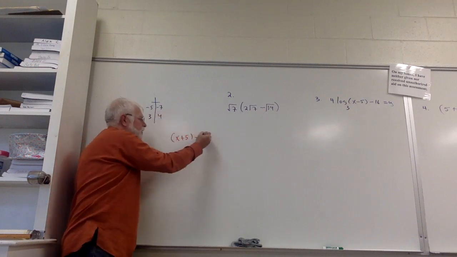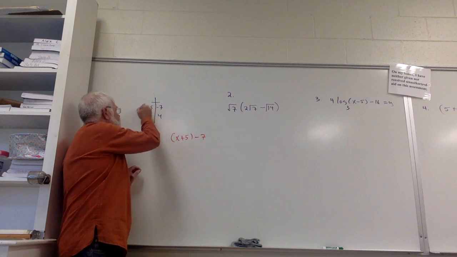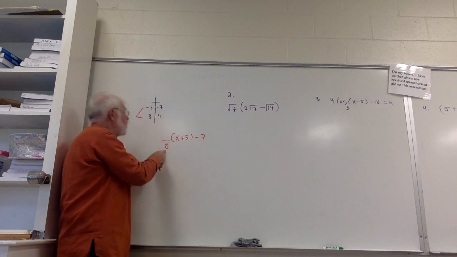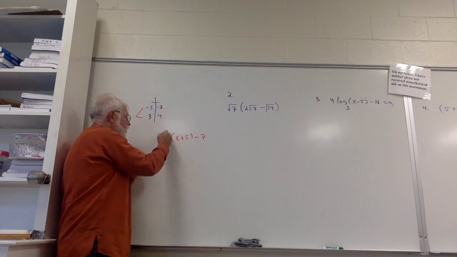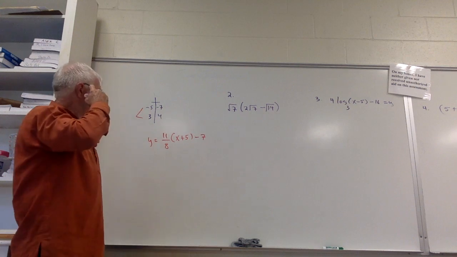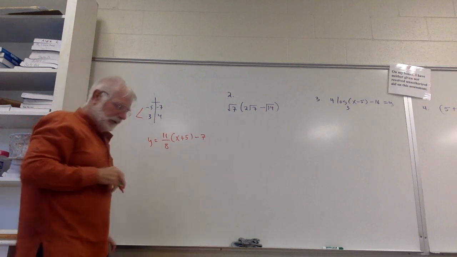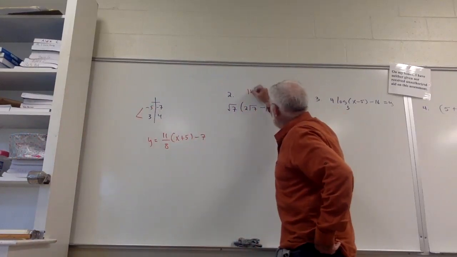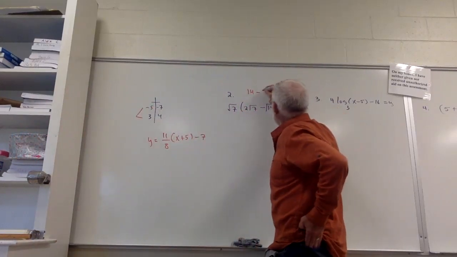I want -7. When I look at the change in x, -5 to 3, I know I've changed by 8 units. That's my run. -7 to 4 is up 11. So there's your statement. All right, y equals 11/8 (x plus 5) minus 7. This product is equal to 14 minus 7 root 2.